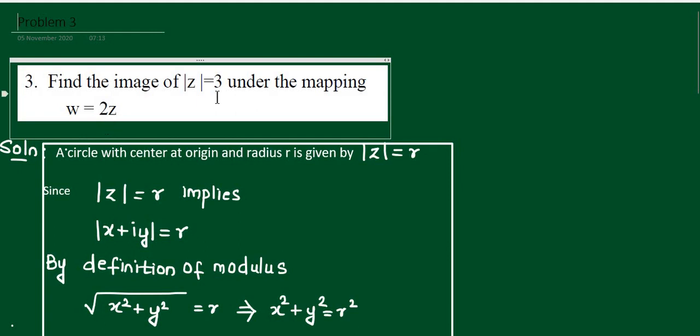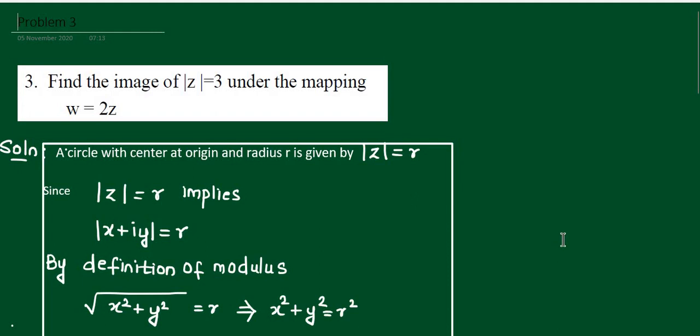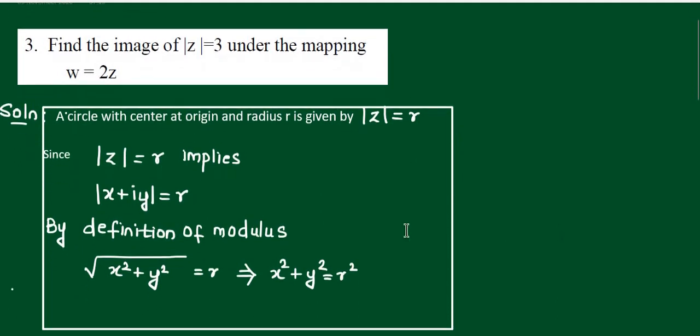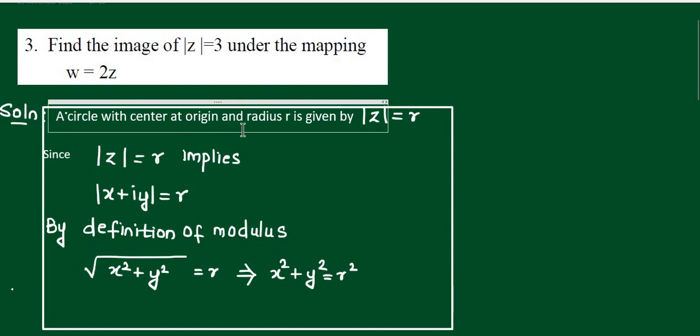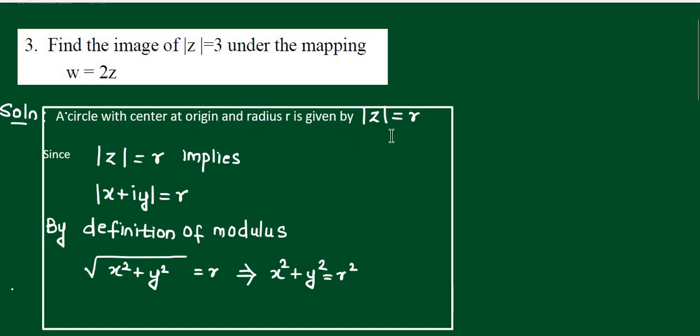That is the reason we are taking polar coordinates, because please make a note, a circle with center at origin 0 and radius r is given by mod z equal to r. This is the equation of a circle with center at origin and radius r. Why is it so? Let us simply evaluate that.